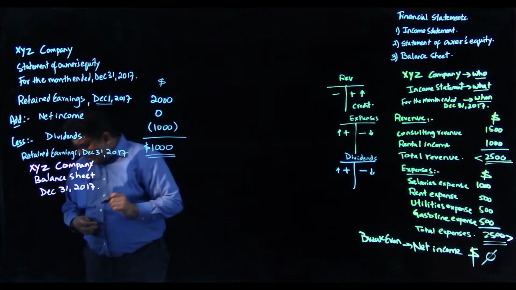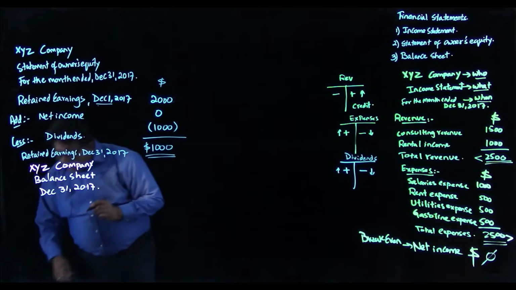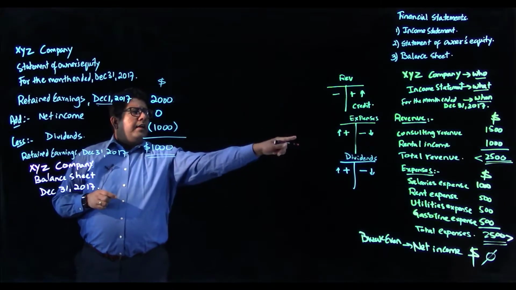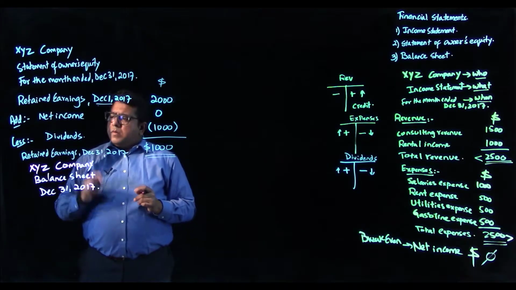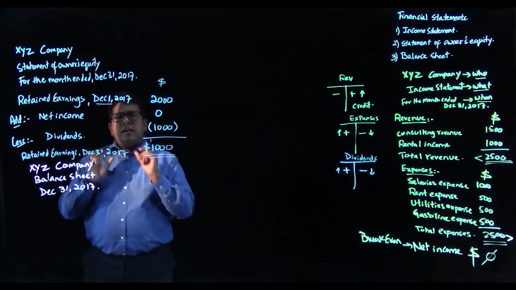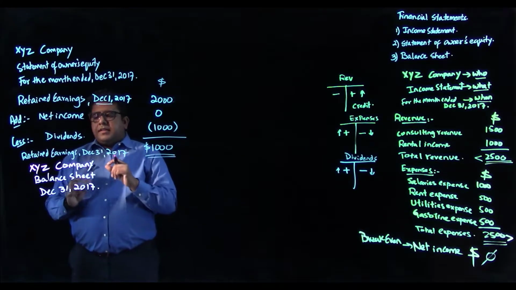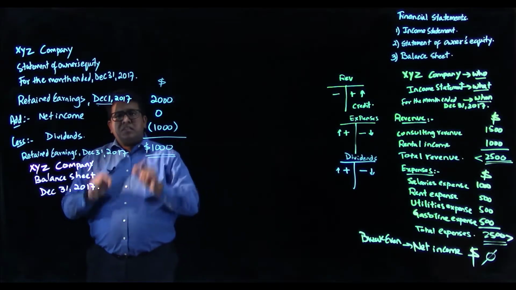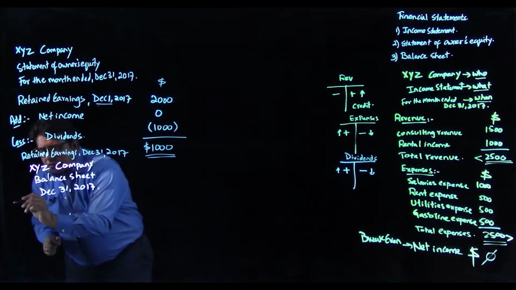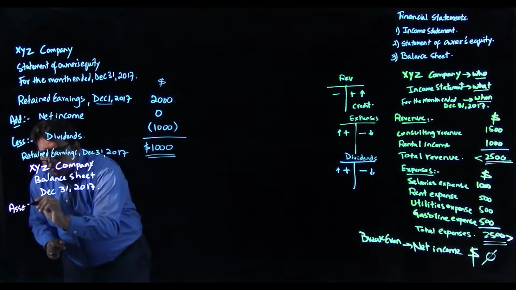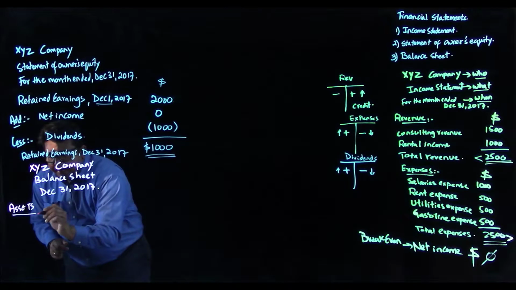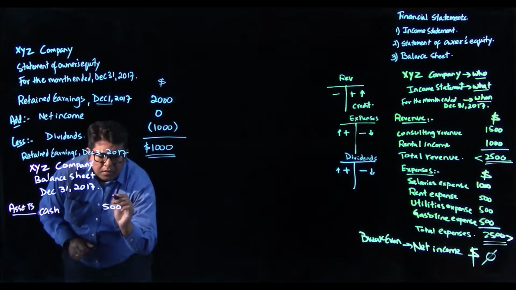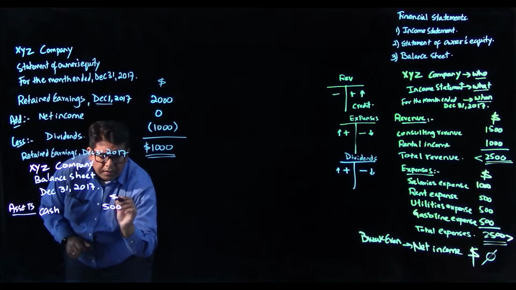You will write the date for the balance sheet, and you will not write "for the month ended" as you did in the income statement and owner's equity statement, but you would write the date by itself, December 31st, 2017. This is the balance sheet on that specific day. So you have your assets. First, you had cash. You had 500. This is a dollar sign.